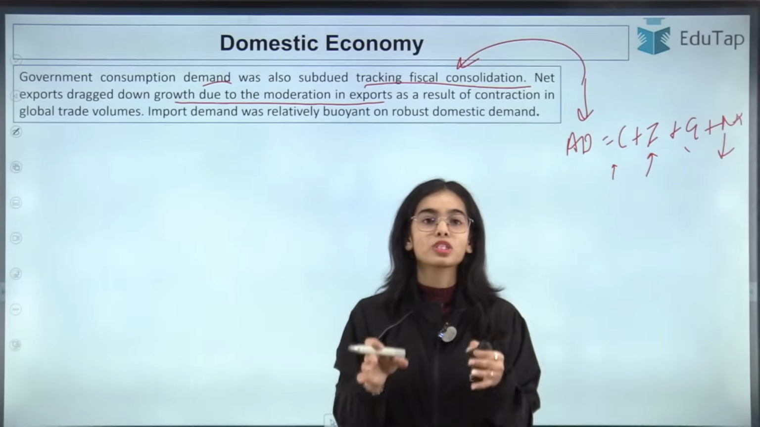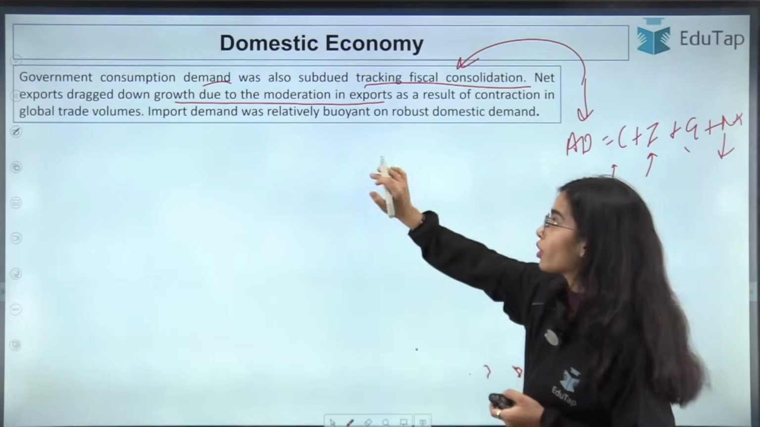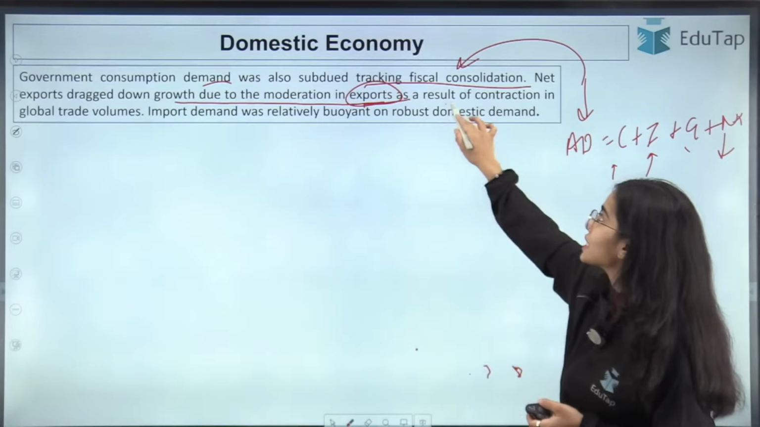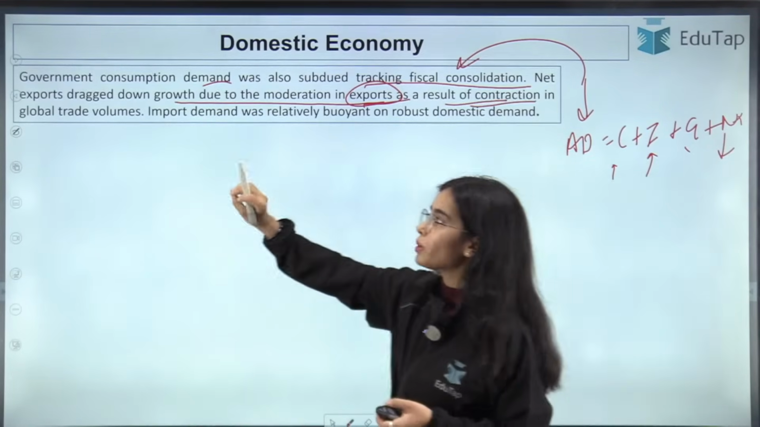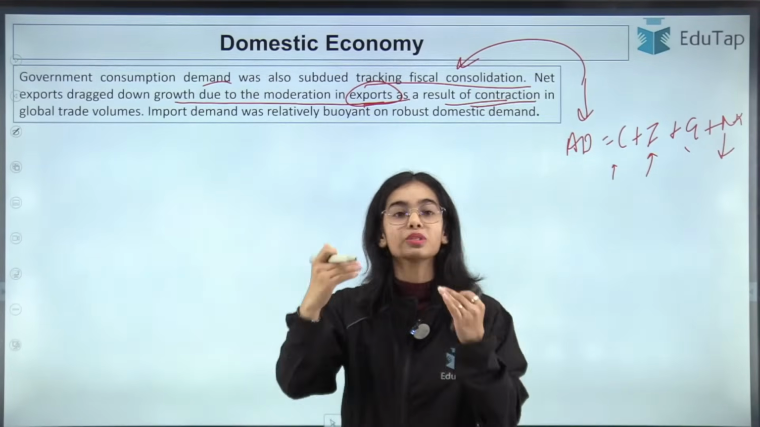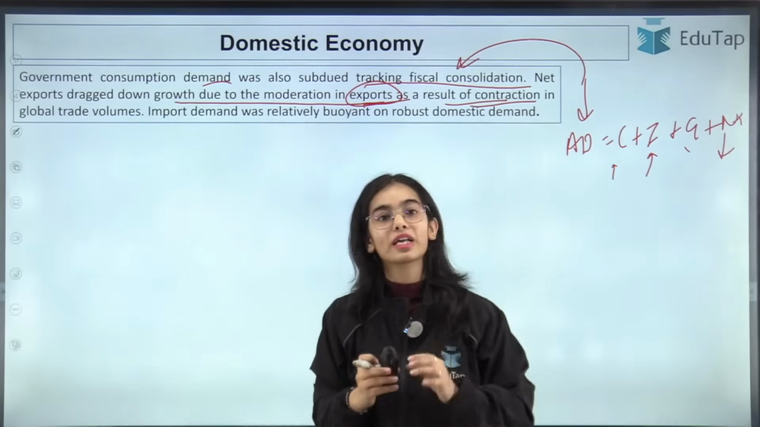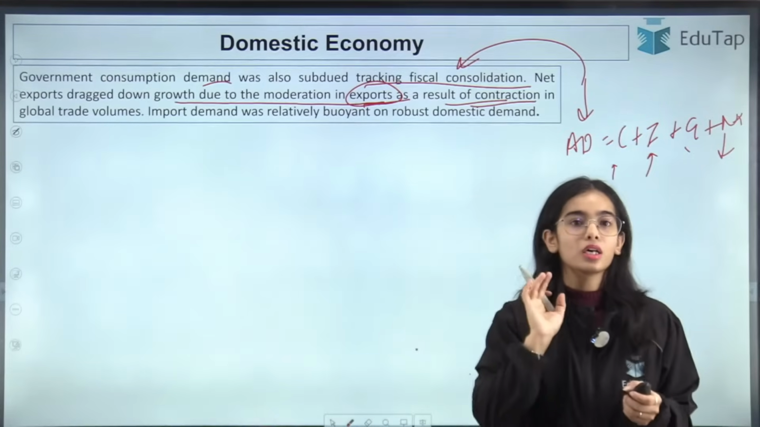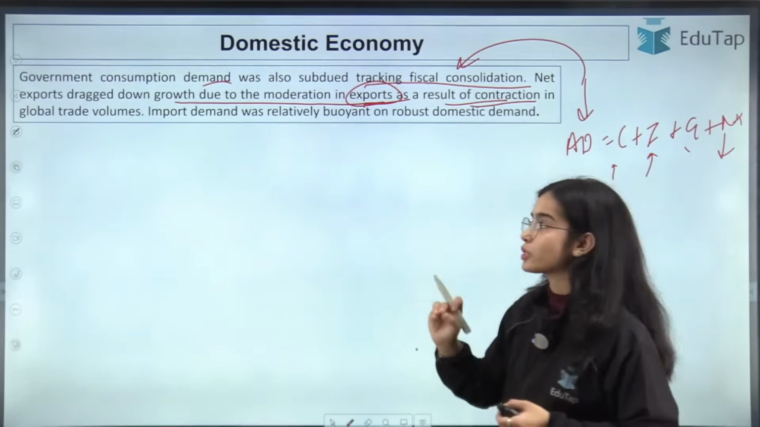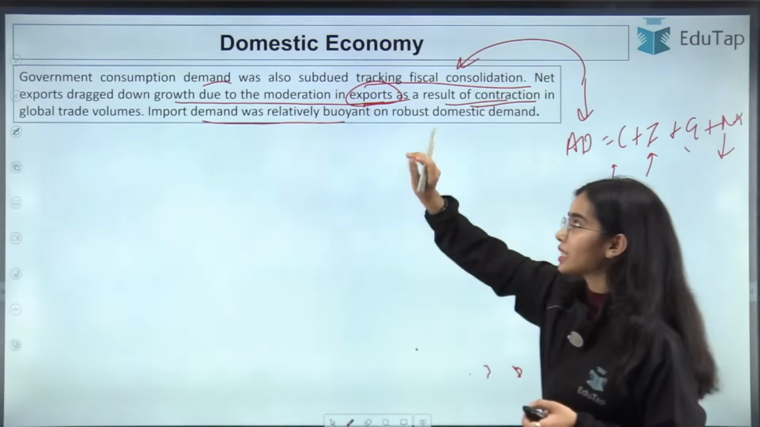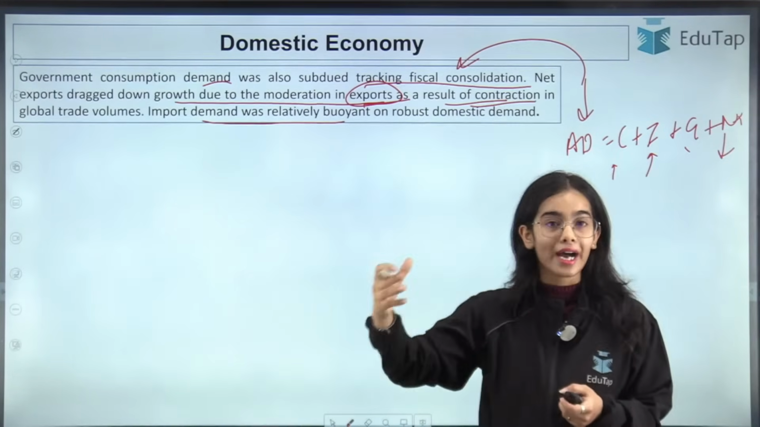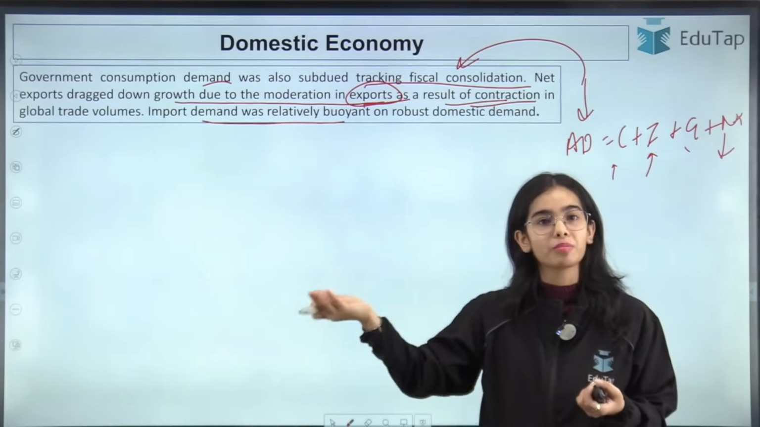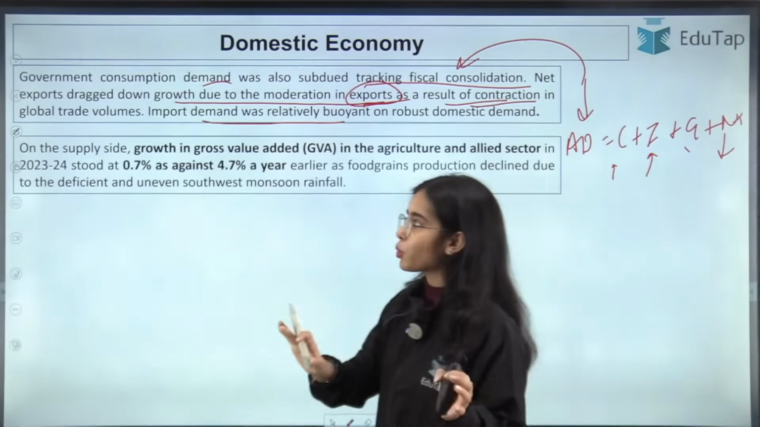Okay, the net exports dragged down the growth due to the moderation in exports as a result of the contraction in global trade volumes. So the global trade volumes have gone down, and the exports of our country have also gone down. Of course, with global trade going down, our exports are also going down. Import demand was relatively buoyant because of the growth in demand in our country. Okay, so we were importing well.